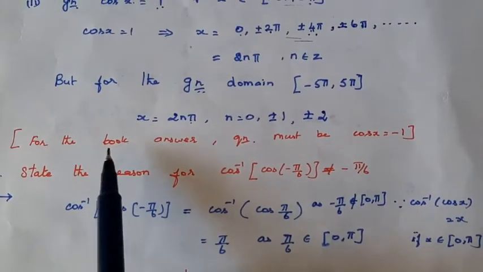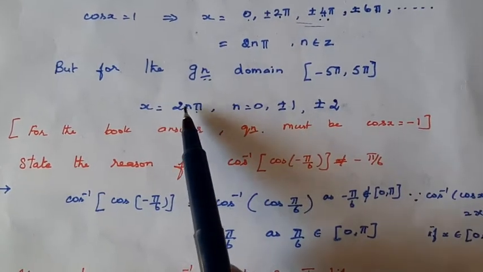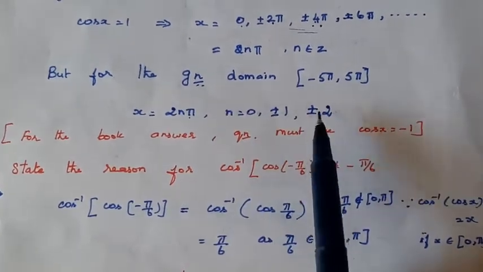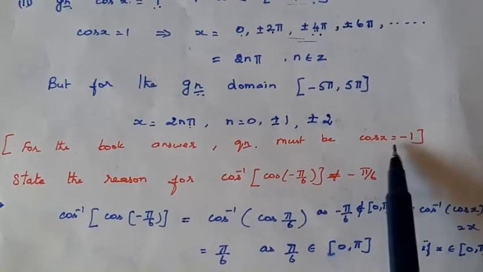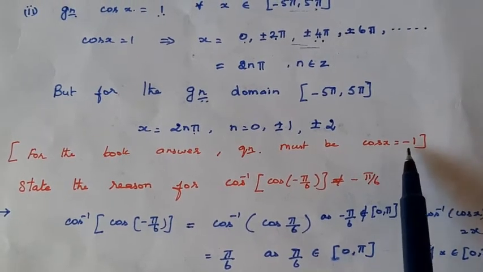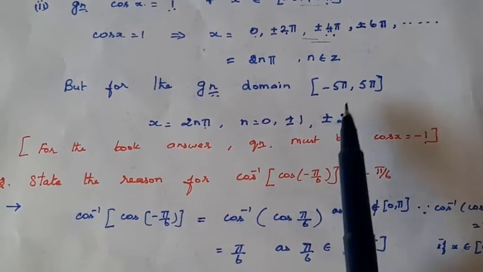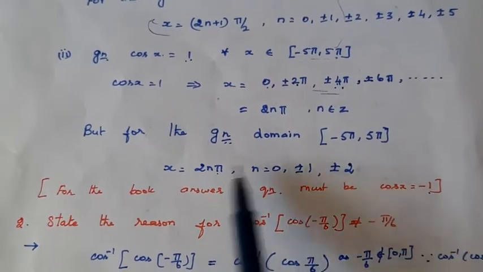But in your book, the answer for the second question is given in some other form, like (2n plus 1) into pi by 2, it seems. Okay. So for that answer, the question must be cos x is equal to minus 1. So for your book's answer, the question must be cos x is equal to minus 1. If you take the question as cos x is equal to 1, this would be the answer. Okay.